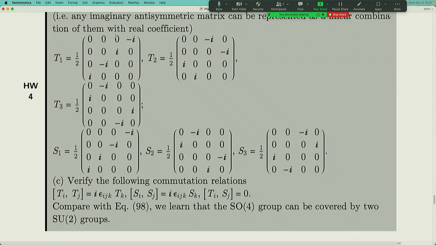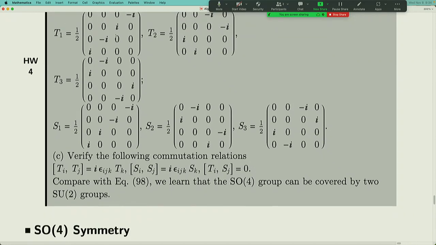So why do I want to give you this exercise? It's a warm-up exercise such that you know what SO4 is, what the generators of SO4 are. There are actually 6 generators. Instead of like SO3, where you have 3 generators, for SO4 you have 6 generators. And the 6 generators of SO4 form an algebraic structure like that. So in the following, when we see a similar algebraic structure, we will be able to identify that as SO4 symmetry. So that's the goal of this homework, okay?